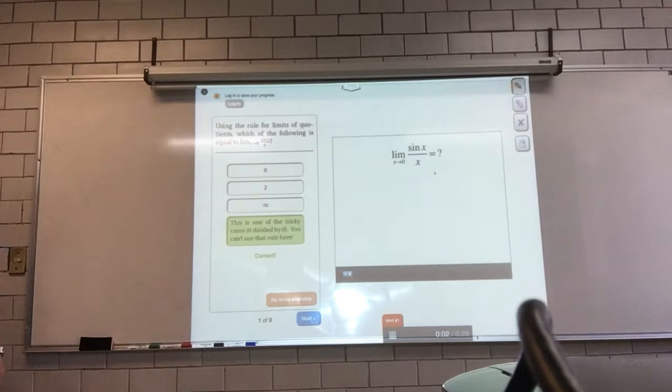We have to be a little bit careful when we use the quotient rule for limits. If you try to plug in 0 for x, we end up with the limit as x goes to 0 of something that's approximately 0 over 0. And whenever we have 0 divided by 0, the quotient rule doesn't work.